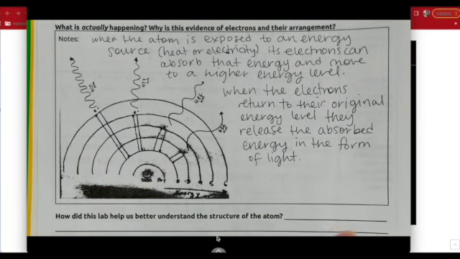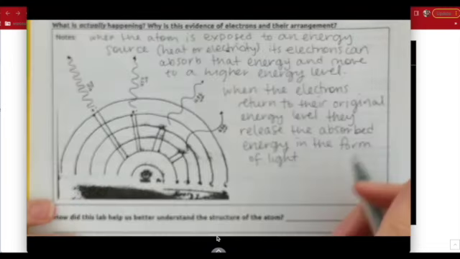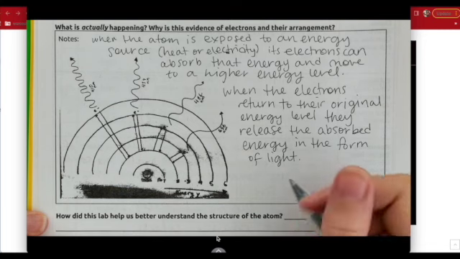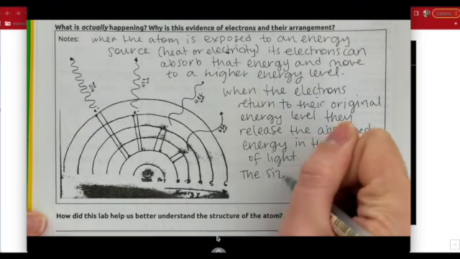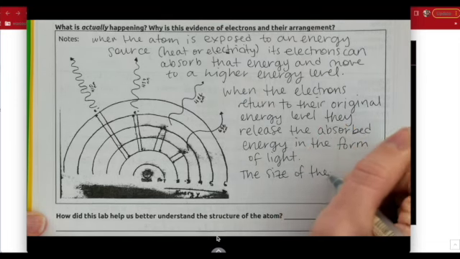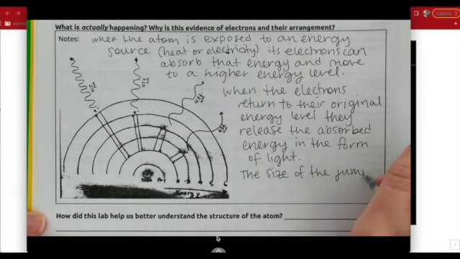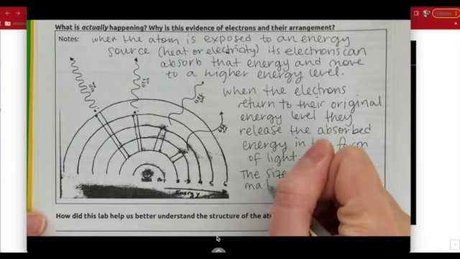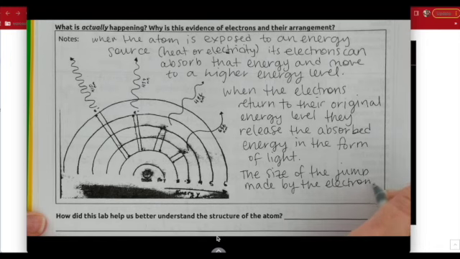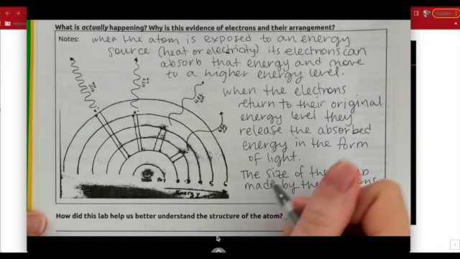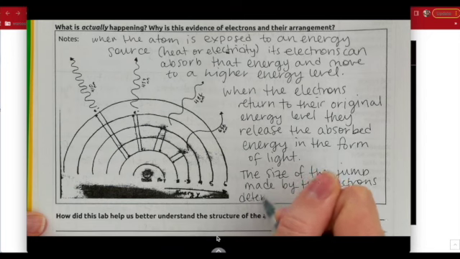So let's go ahead and add a few more notes to our papers right now. We're going to add in this: that the size of the jump made by the electrons determines the color of light released.